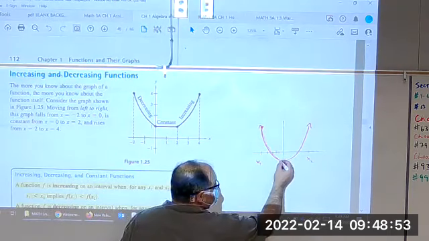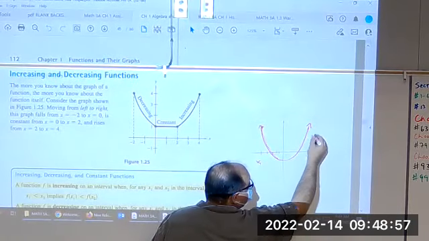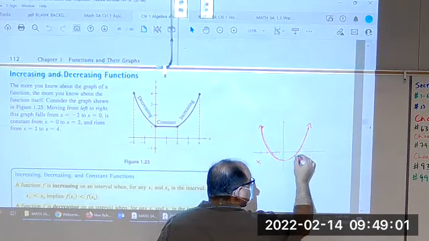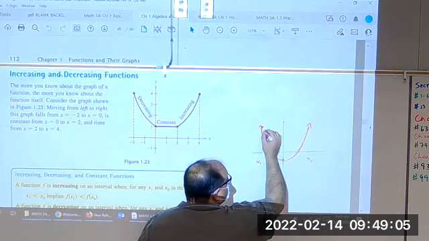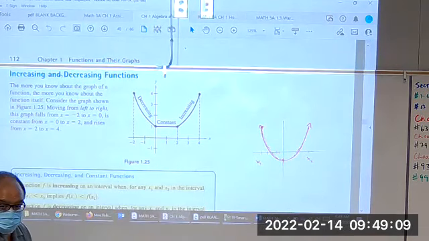And then you get to the bottom of the hill. And then in order to get to this value over here where x is x sub 2, you have to start walking uphill. So now the function is increasing from this point to that point. And from this point to that point, it's decreasing. Because you're always looking at it from left to right.